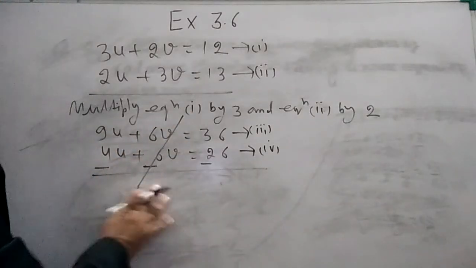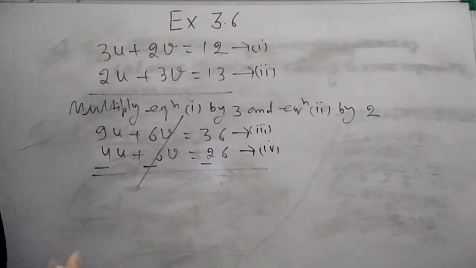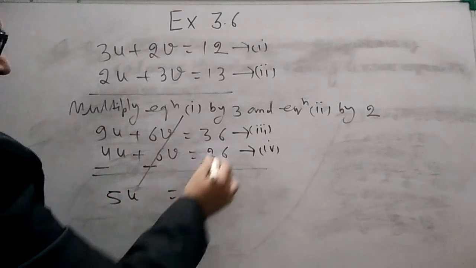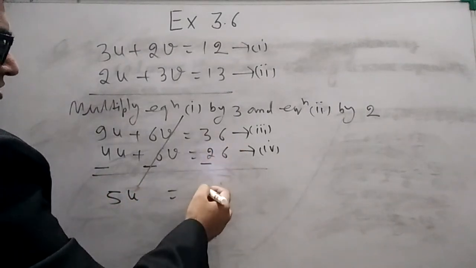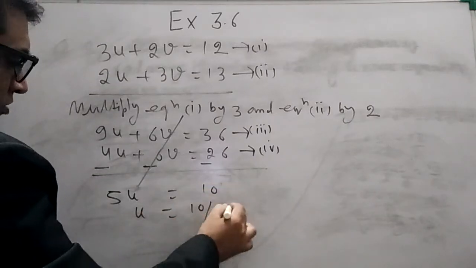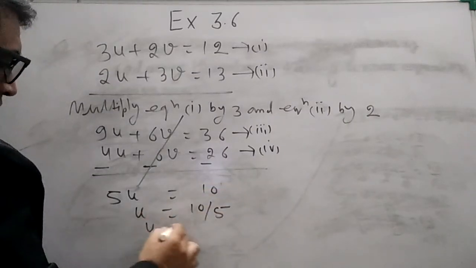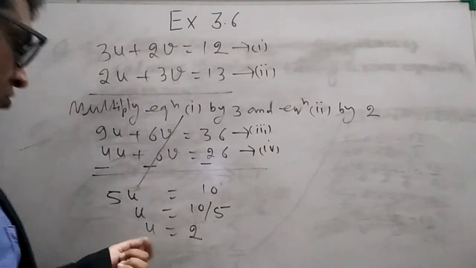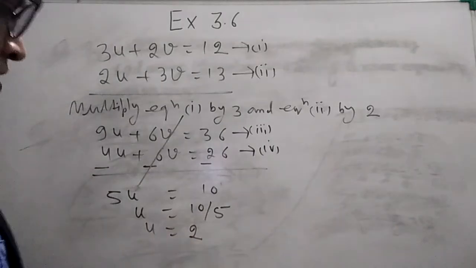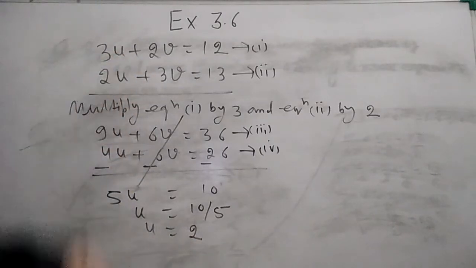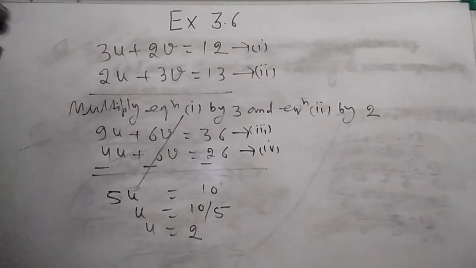9 minus 4, what will be, dear student? 9 minus 4, 5u equal to 36 minus 26, what will be? 10. Therefore, u equal to 10 upon 5. Then u equal to 2. Dear student, we got the value of u. Put the value of u in any equation, first or second. We will get the value of v.